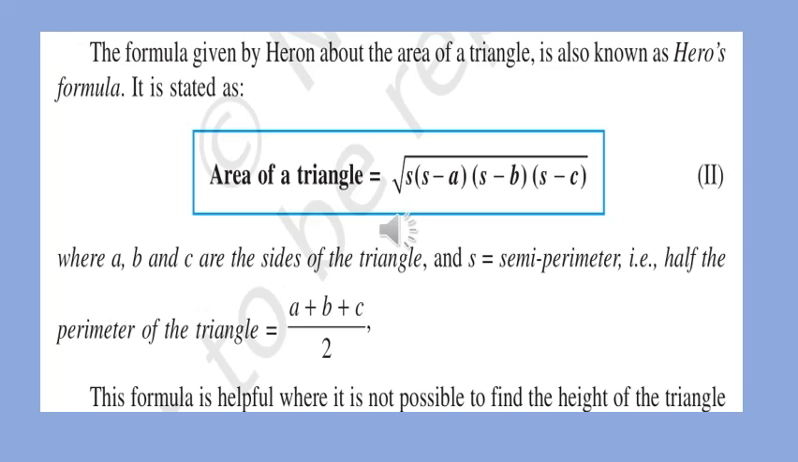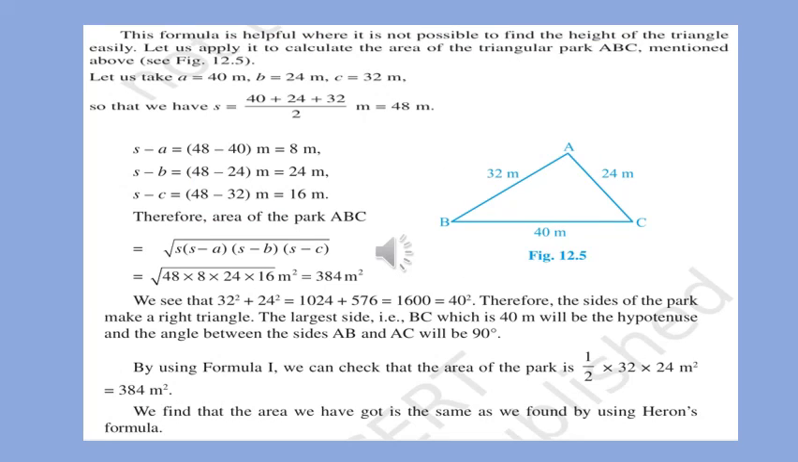Now there might be a question in your mind, why are we using this formula when we know the easy formula for area of a triangle? So dear students, when in a triangle the height is not given and it is also not possible for you to calculate the height, in that case this formula is very useful to us. Heron's formula is helpful when no height is given and we have to calculate the area of the triangle. So let us apply it to calculate the area of triangular park ABC.